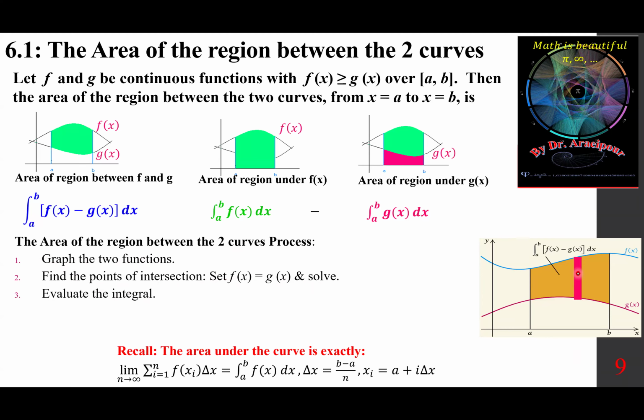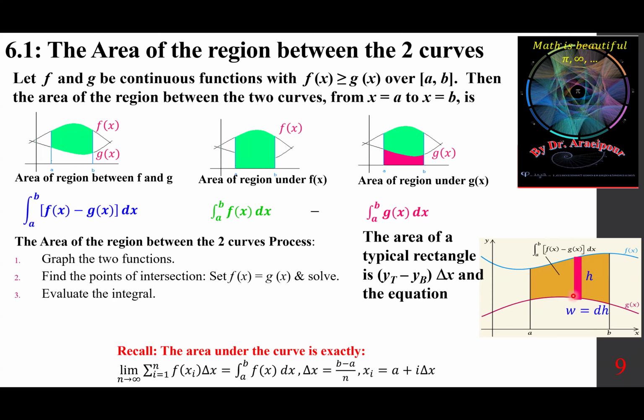So this is an increment of area looking like a rectangular shape. It has a height and it has a width. The width is dx and the height is whatever it might be. In this case, it would be the y of the top minus the y of the bottom. Of course, this width is extremely small, everybody. So the area of a typical rectangle is y of t, that means top, minus y of b, that means bottom, times delta x.